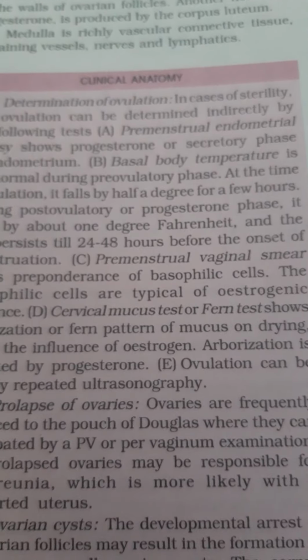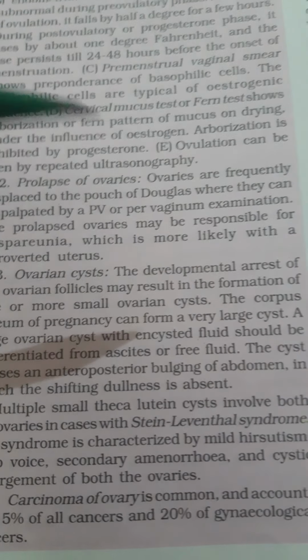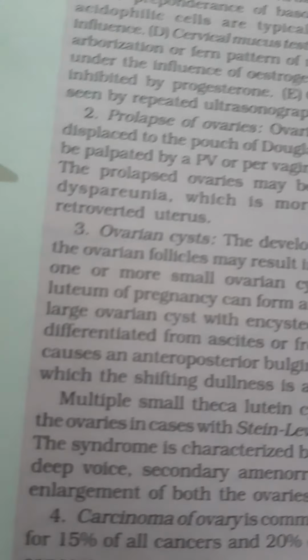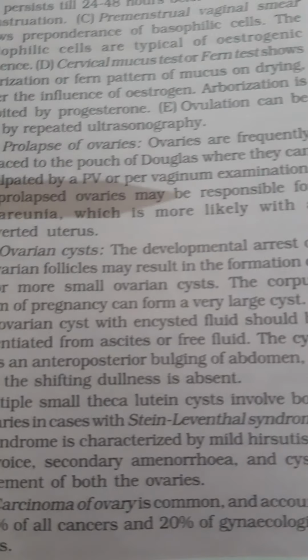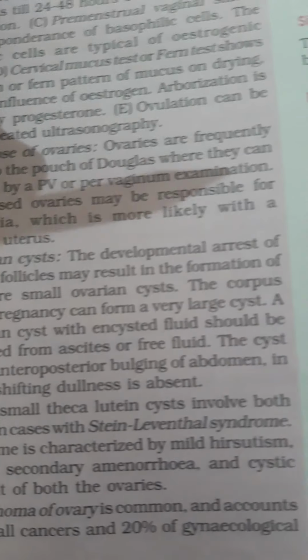Now comes the clinical anatomy. First we'll do the clinical anatomy of the ovaries. Sometimes prolapse of the ovaries can occur. Ovaries are frequently displaced into the pouch of Douglas, where they can be palpated by per vaginum examination.